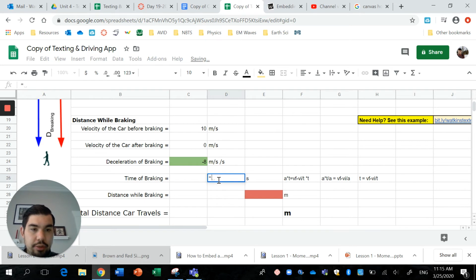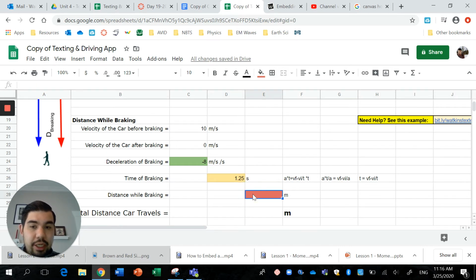So time equals our final velocity, which we get from this cell, minus our initial velocity, which we get from this cell, divided by our acceleration, in this case, deceleration. Okay, and then one thing you can do too, to just kind of make sure that this is calculating correctly, is we can add some parentheses here, just to make sure that it is doing it properly, which it should by default. Right? Notice before and after we put the parentheses, our number did not change.